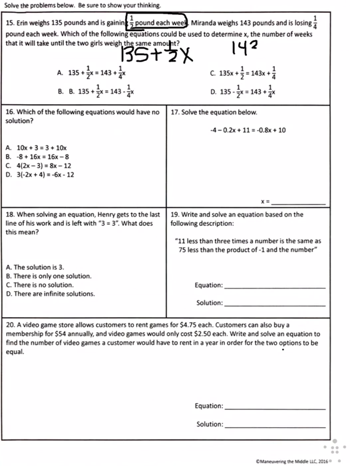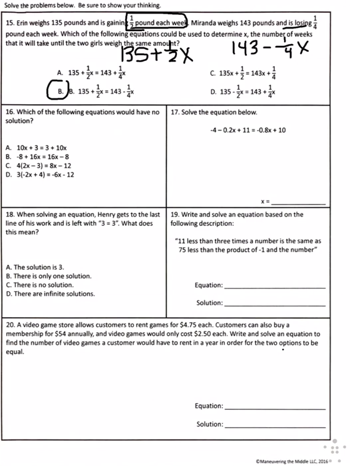Miranda weighs 143 pounds, but she's losing 1/4 pound, so we're subtracting. Looking at that problem, our correct answer is going to be letter B: 135 plus 1/2 x equals 143 minus 1/4 x.